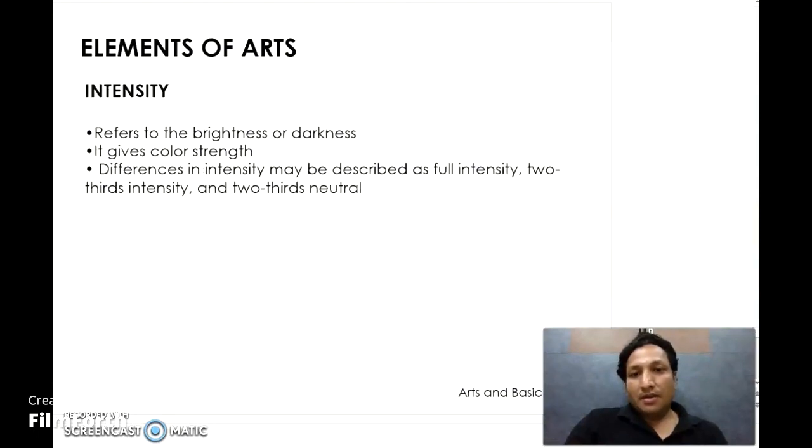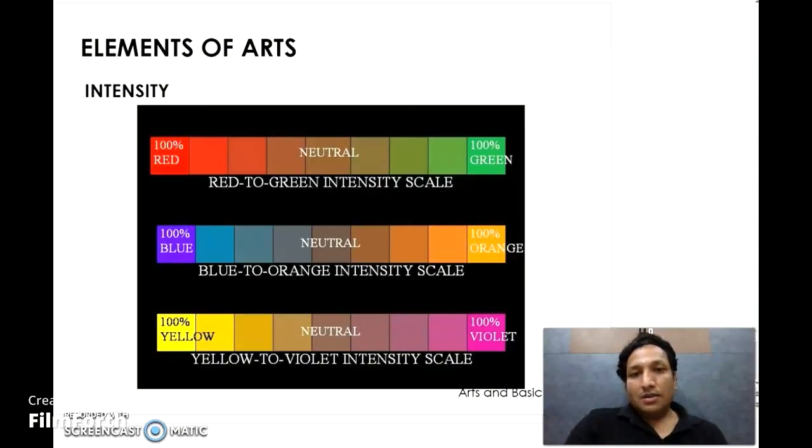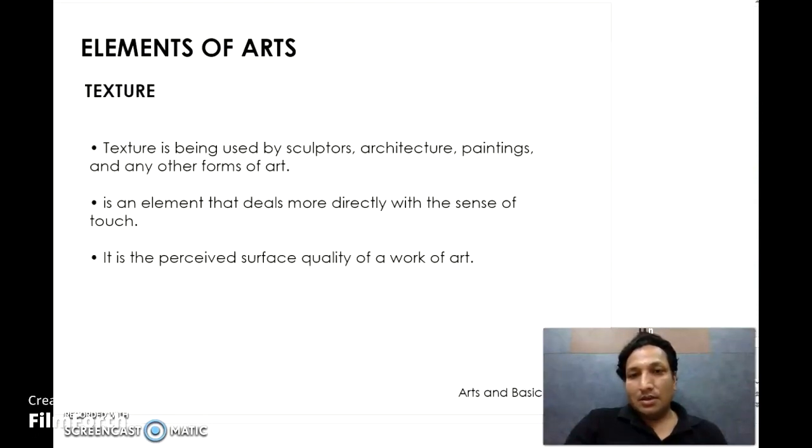Intensity refers to the brightness or darkness. It gives a color strength. Differences in intensity may be described as full intensity, 2/3 intensity and 2/3 neutral. This is neutral to red and green. This will be discussed in the next lecture in detail.